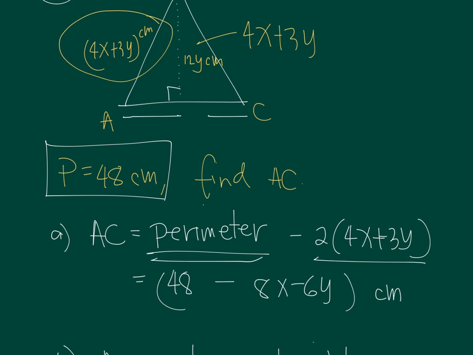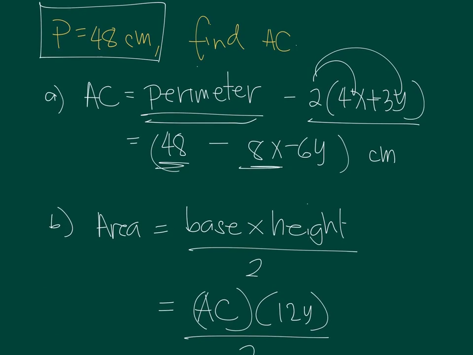If you simplify this expression, you have the perimeter equal to 48. So 48 minus, you have 2 times 4x is 8x. 2 times 3 is 6. But since you have a minus sign, that 2 times 3 will become minus 6y. So the measure of AC in terms of x and y is 48 minus 8x minus 6y.